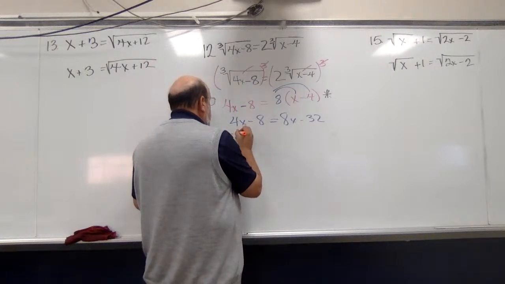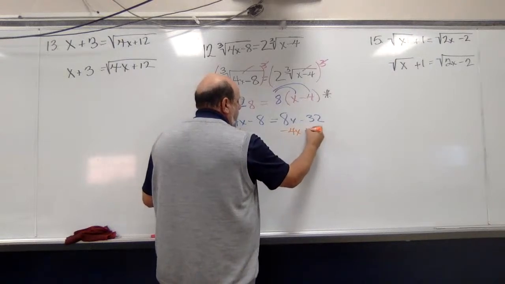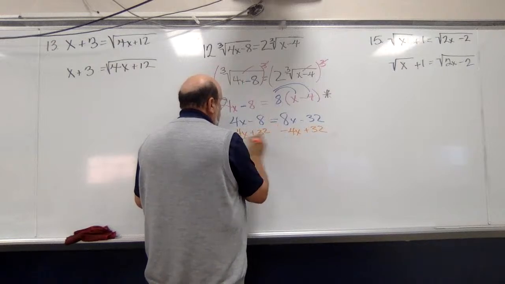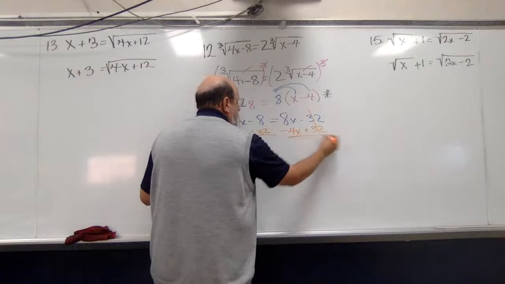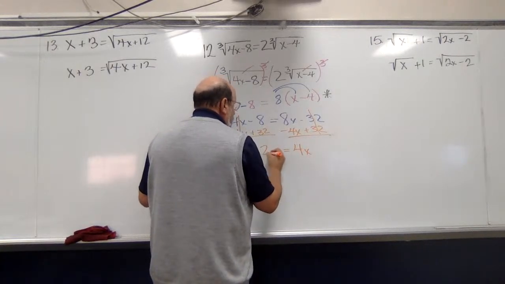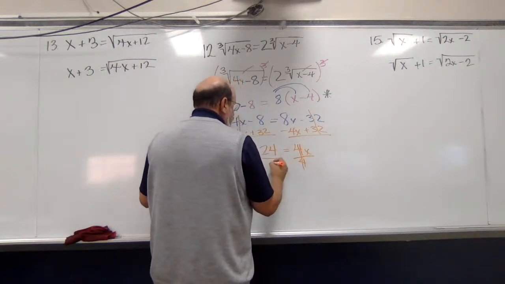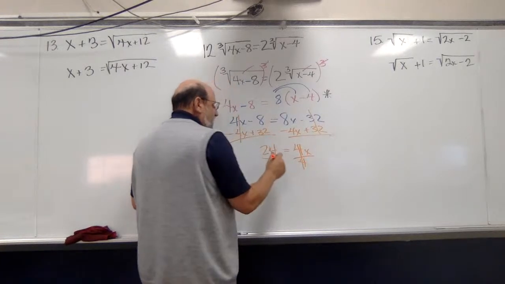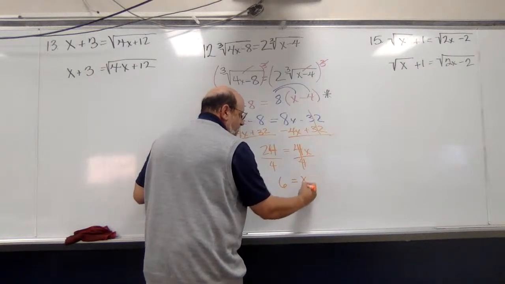I'm going to subtract 4x, subtract 4x. I'm going to add 32 and add 32. This way I can do it all at one shot. This goes away, this goes away, and we have 4x equaling 24. Everybody knows we divide by 4, divide by 4. That doesn't go away, dummy. There we go. And we get 6 equals x.